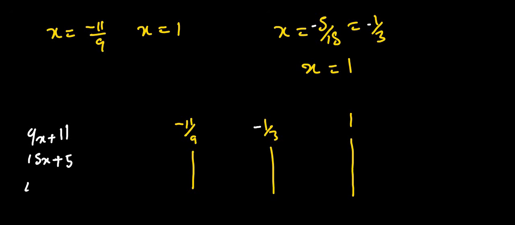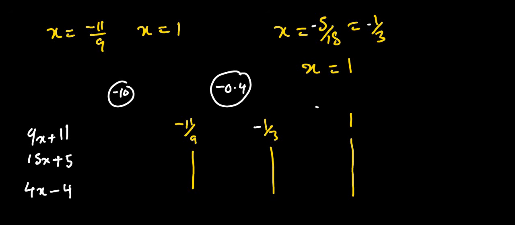Then we're having the other one, which is 4x minus 4. I can test any number on this side, I'll use negative 10. Any number here, this is negative 0.3, I can use something like negative 0.4. Then in between here I can just use a 0. After this I can just use a 2. So if I use negative 10 here, that's going to be a negative. Negative 10 there, the outcome is negative. Negative 10, the outcome is negative.